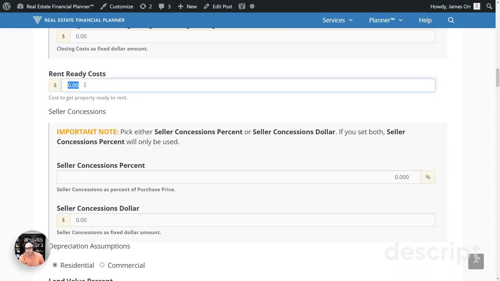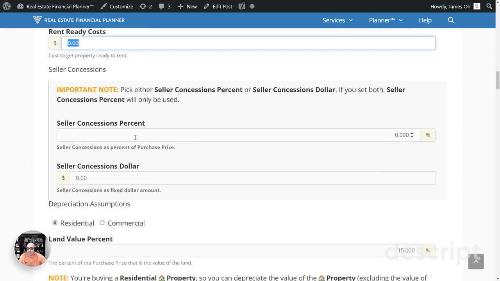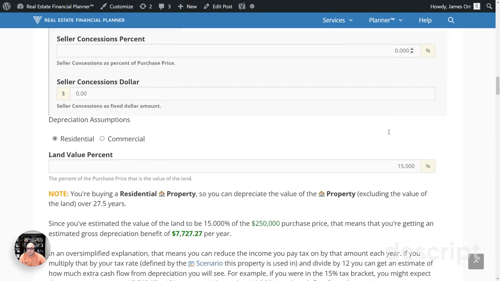But if you had a property that you knew you were going to need to do work on, you could put a dollar amount in there for what it is for rent ready costs. She's not able to get the seller to agree to pay for any of her closing costs. So seller concessions is zero, both for the dollar amount or for the percent.